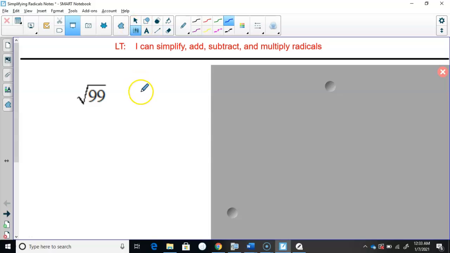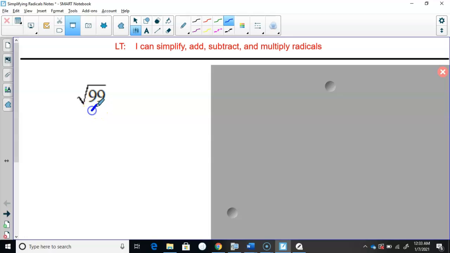Hi, algebra students. Our goal today is to be able to simplify, add, subtract, and multiply radicals. This first one, we want to simplify the square root of 99. I'm sorry, I don't have the direction there to simplify, but we do want to simplify that, okay?